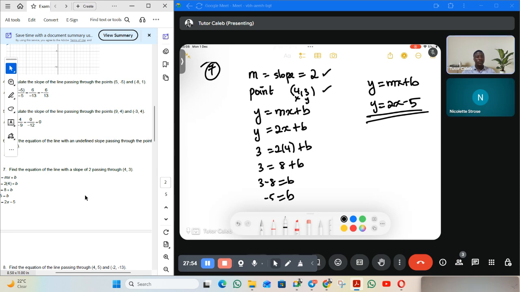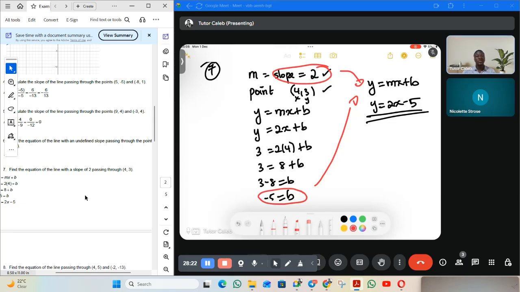So you have a value now of b, and the value of the slope. Now you can put it in the formula to get the equation. You can put it now in this formula. And if you put it in the formula, you get y equals 2x minus 5.